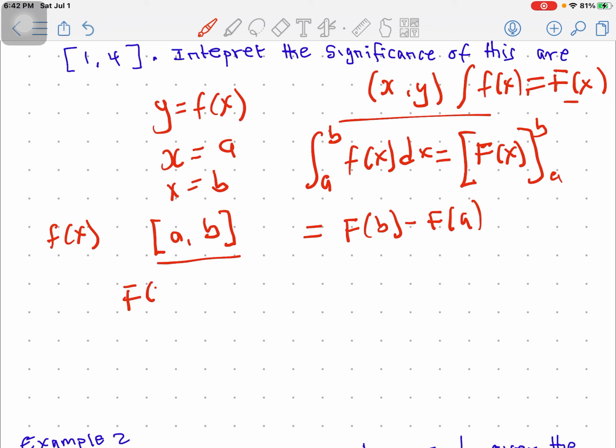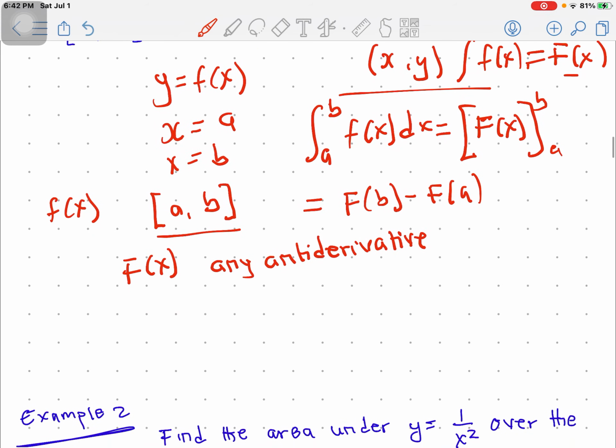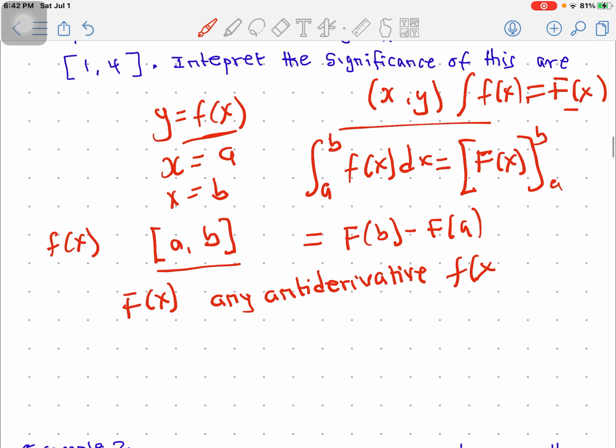where this F of x, as I've explained earlier on, is the antiderivative, or any antiderivative, of the function which was given in the question, f of x. So that is the meaning, or the interpretation, of the fundamental theorem of integral calculus.